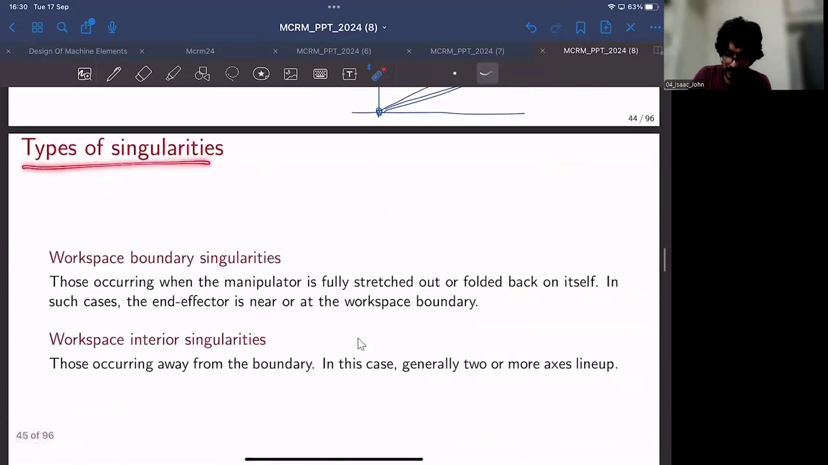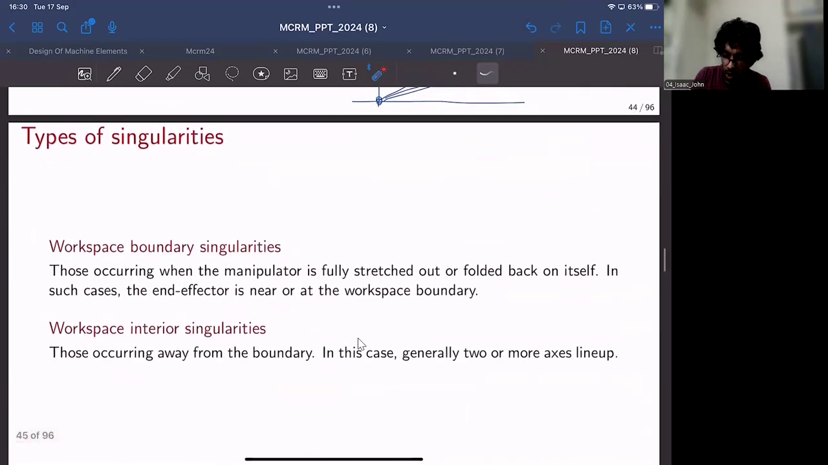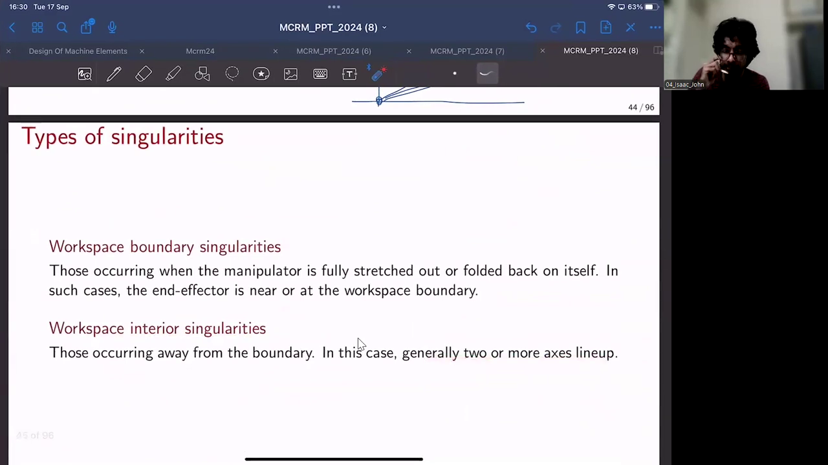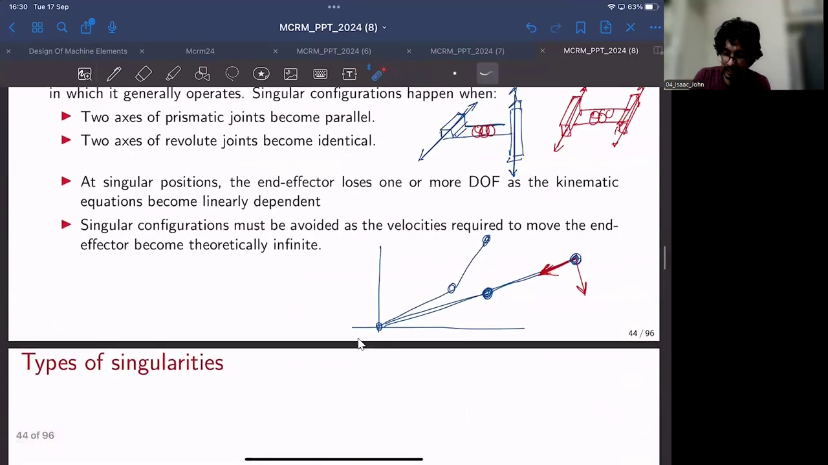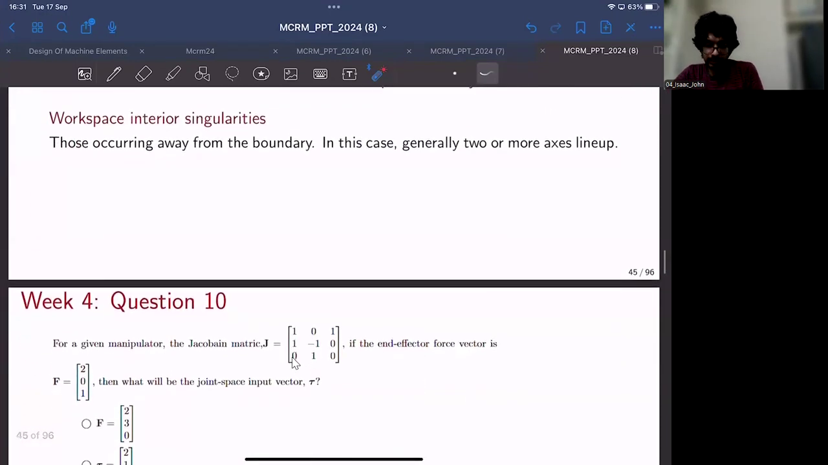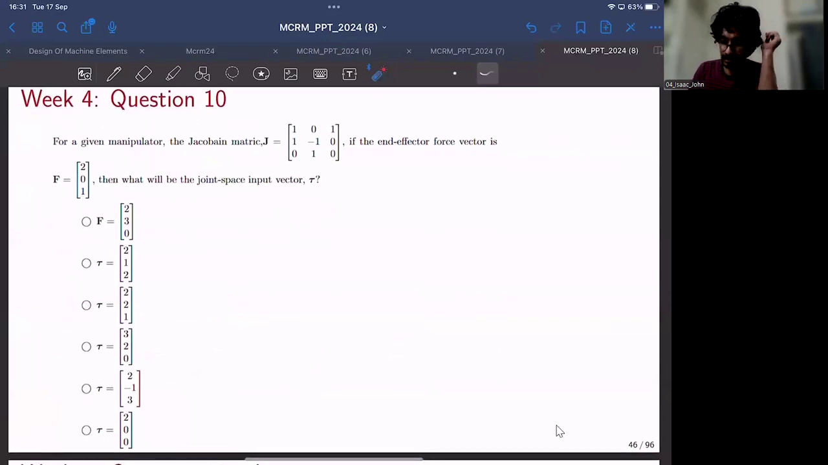And there are different types of singularities: workspace boundary singularities, one example is this thing, when it is fully extended or when it is fully folded like this, or workspace interior singularities, this occurs when one or more axes line up. And the examples are actually given here, when prismatic joints become parallel and when revolute joints become identical. So that's about singularities. And in week 4, we have discussed a few sample problems.